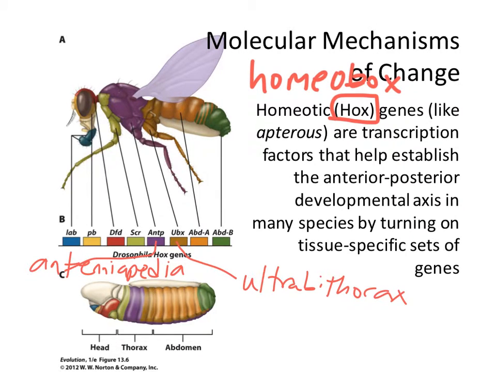So these genes are what control, in each segment of the Drosophila, the fruit fly body, they tell that segment of cells which type of cells they are. Are you abdomen? Are you thorax? Are you head? Are you leg? Are you wing?